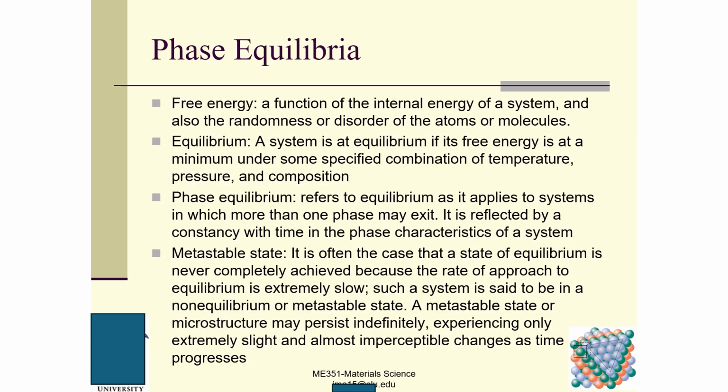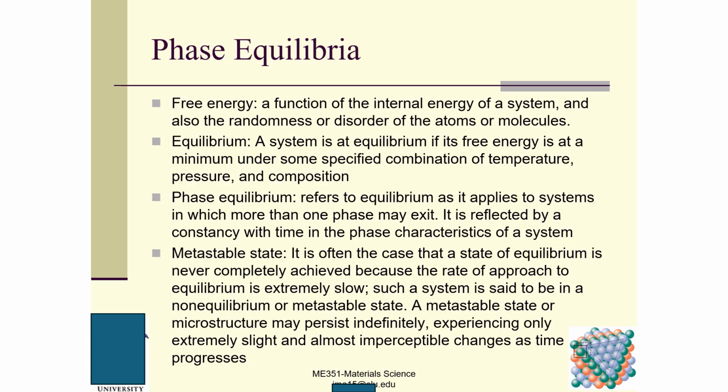And the second concept, equilibrium. A system is at equilibrium if its free energy is at a minimum under some specified combination of temperature, pressure, and composition. So these are three distinct important factors: temperature, composition or concentration, and pressure. And then the third concept is phase equilibrium, which refers to equilibrium as it applies to a system in which more than one phase may exist.